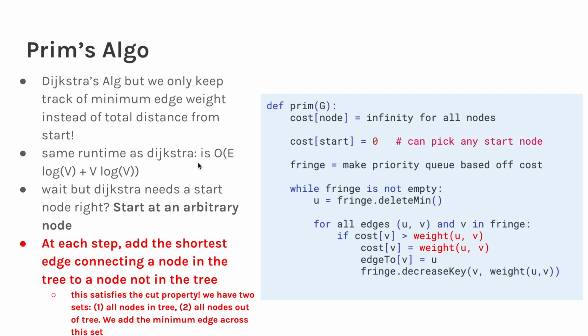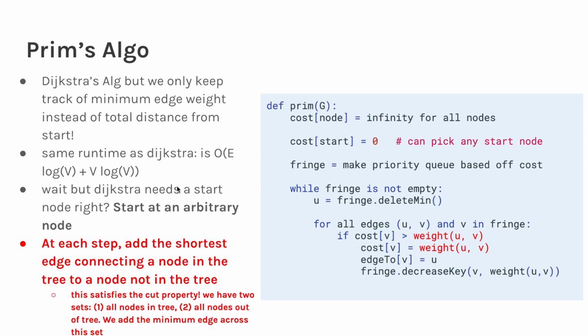And at some point, it's the same runtime as Dijkstra's because we still have a priority queue. We have V times we remove something from the priority queue and up to E times of decreasing the priority of an element in the priority queue, so that's E log V plus V log V. And then Dijkstra's needed a start node, so for this, we're just going to start at any arbitrary node. It doesn't matter. So just pick any start node and give it a cost of 0.